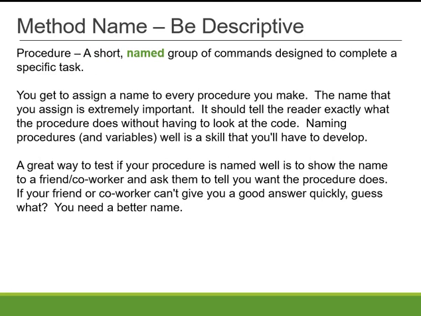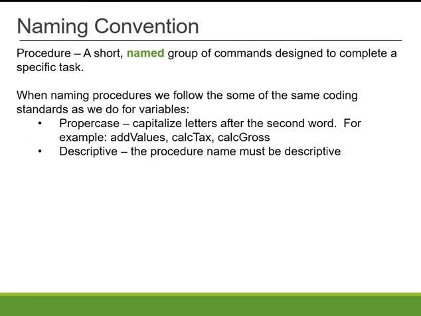Your method names need to be descriptive because you want to tell the programmer exactly what this method is doing without having to read the code. This is very important in any programming language. One way to test if a method is well named, ask a coworker to tell you what the procedure or method does. If they do not answer quickly, you probably want to rename the method. Be sure to name your methods with proper case and give them a meaningful description.